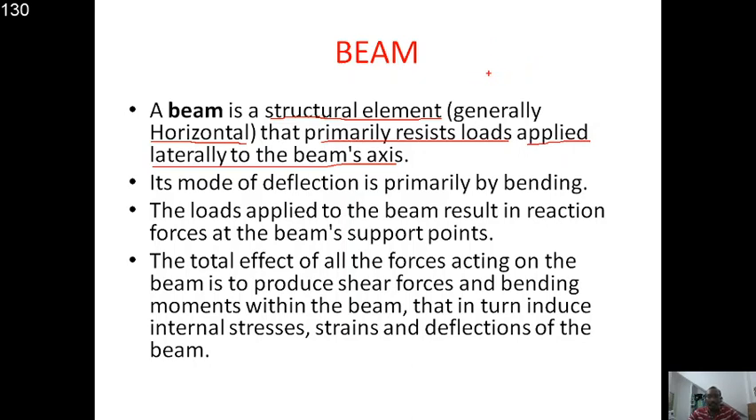So you see, if I take a beam, let us say this is my beam axis. Generally, what would be the beam axis? If the beam thickness is like this, then this one is the beam axis.